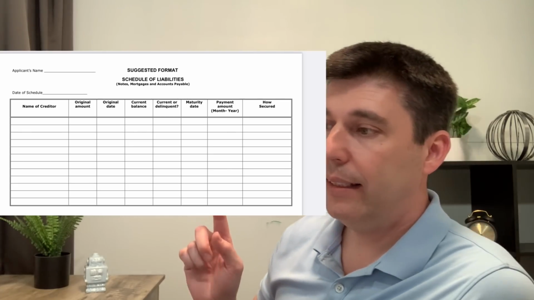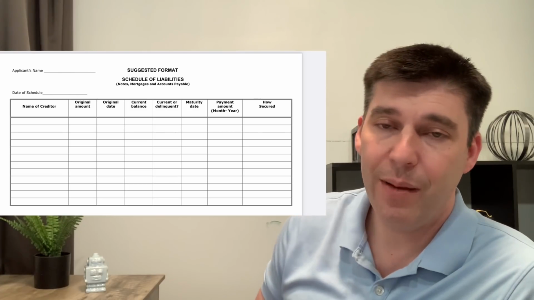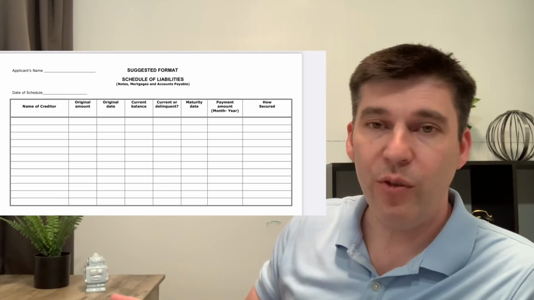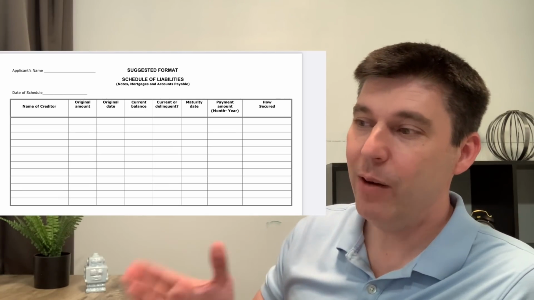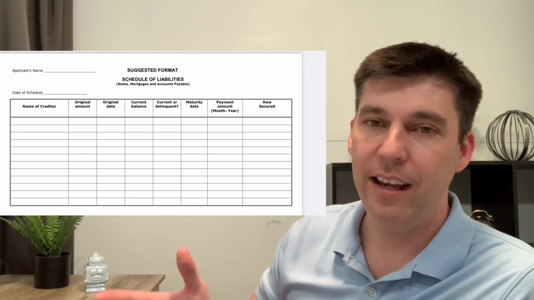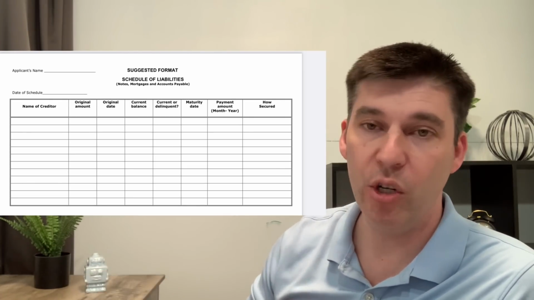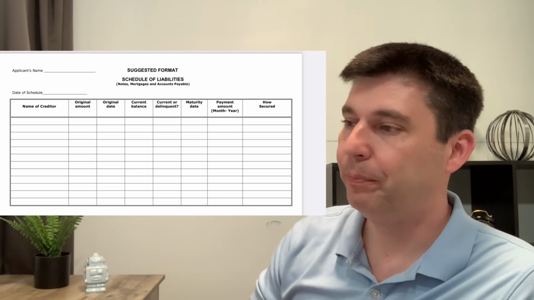Column number 6 is asking for the maturity date. So, for example, if you have, say, a mortgage, the interest sometimes gets paid ahead of anything else. So this form is asking at what point is all of your interest paid off and the maturity date is reached. Place that date right there in that column.